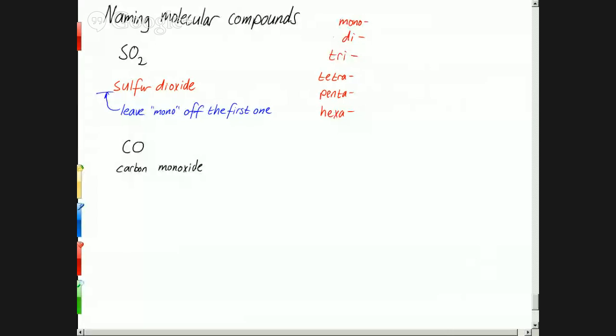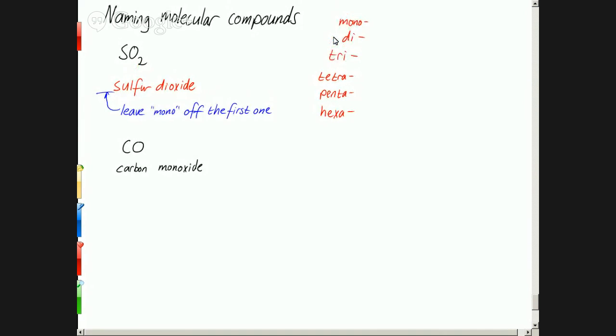Now remember, think about how this is different from the ionic ones. For the ionic ones, we just put the names no matter how many there are, because we can always figure out how many there are by the charges. Molecules, we can't do that, right? We couldn't just say carbon oxide, because that could be CO or CO2. Those are both carbon oxides. So we have to say carbon monoxide or carbon dioxide to specify which one we're talking about. All right.